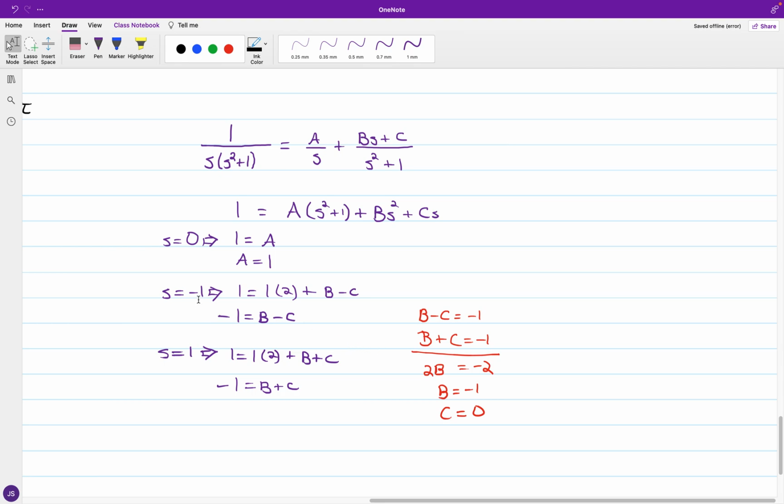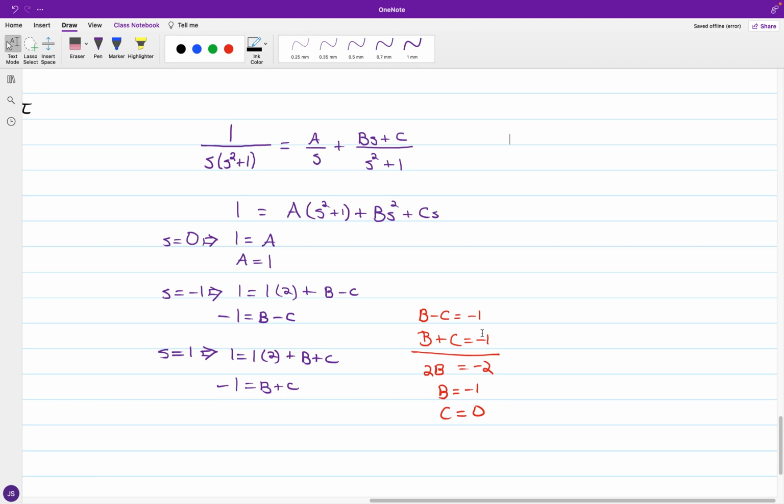If I plug in negative 1 for s, A is already established at 1, and the square of negative 1 is 1, plus 1 is 2. Then I have plus B times the square of negative 1, which is positive B, and C times negative 1 is negative C. Subtracting 2, for this equation we have B minus C is equal to negative 1. If I plug in positive 1 for s, we have B plus C is equal to negative 1.